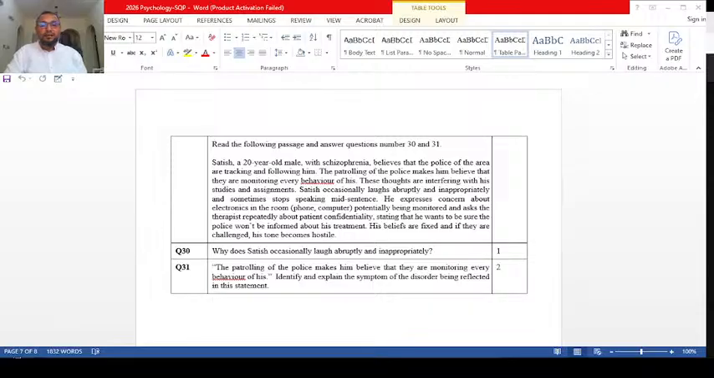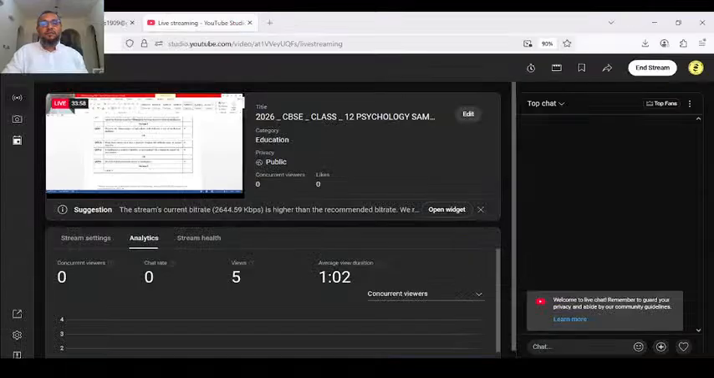Question number 31: the patrolling of the police makes him believe that they are monitoring every behavior of his. He is thinking that he is targeted, that he is a victimized person. Delusions of persecution. Identify and explain the symptom of this disorder. It is delusions of persecution, actually. It's a false belief which is firmly held on inadequate grounds. You feel that you are slandered, threatened, someone is spying on you. This is basically the delusions of persecution.